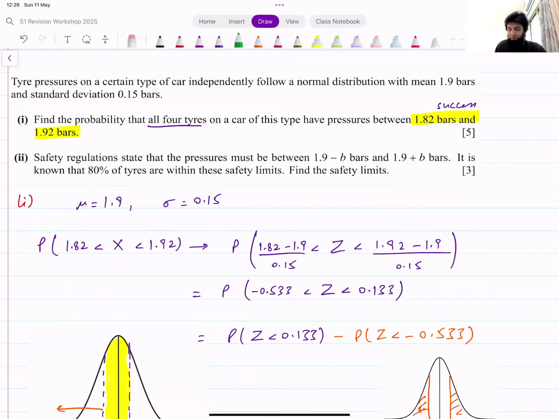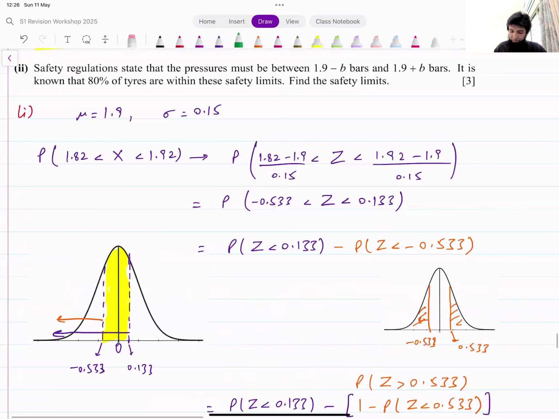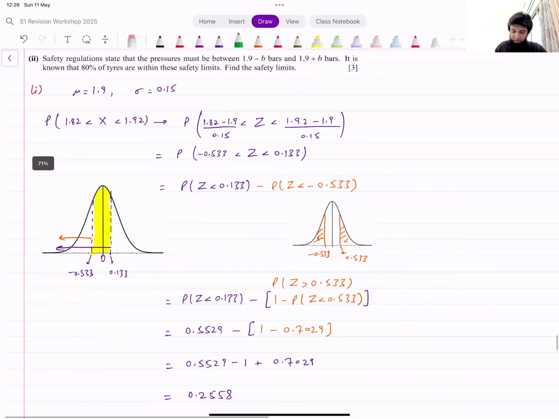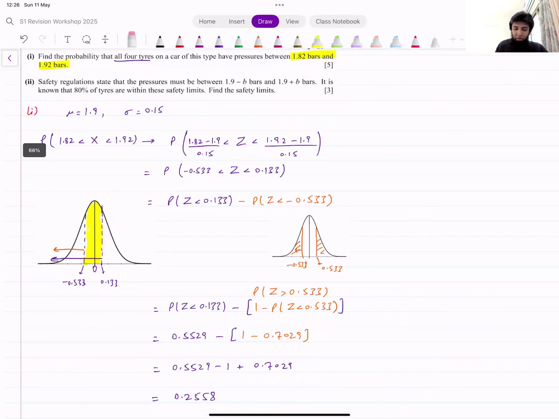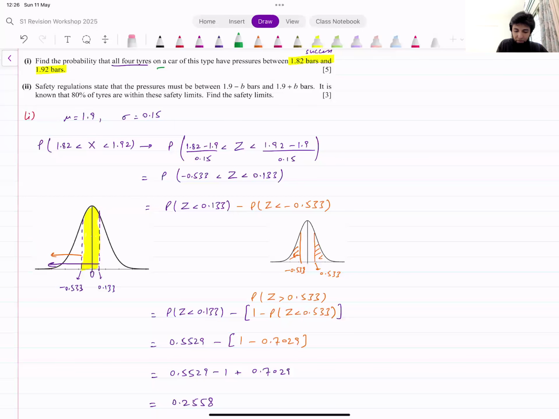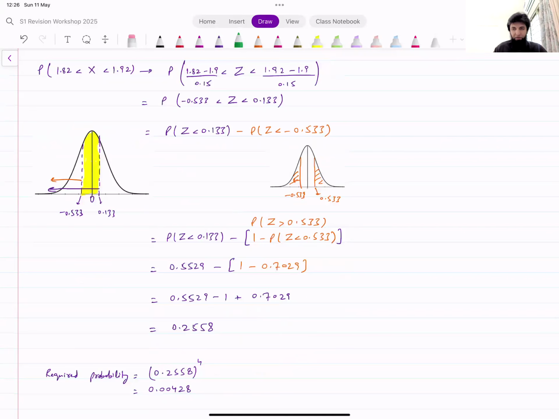Do it using the normal method. Convert it to Z first of all. Find this probability. And that probability turns out to be 0.2558, right? It's that case in which one Z value is negative, the other is positive. We've discussed that before. Now they're saying probability that all four tires satisfy this condition. So this is the probability for one of them. For all 4, we can just multiply this by itself 4 times, 0.2558 into 0.2558 into 0.2558, 4 times. So that becomes this power 4, and that gives you the required probability.